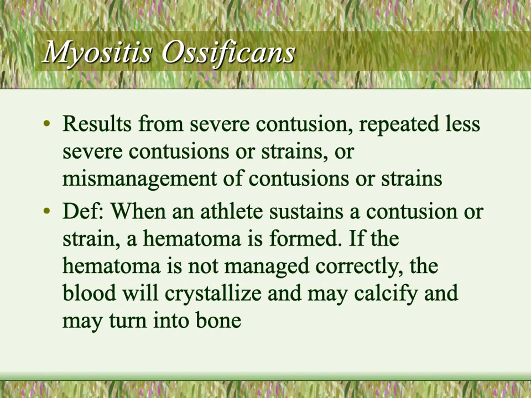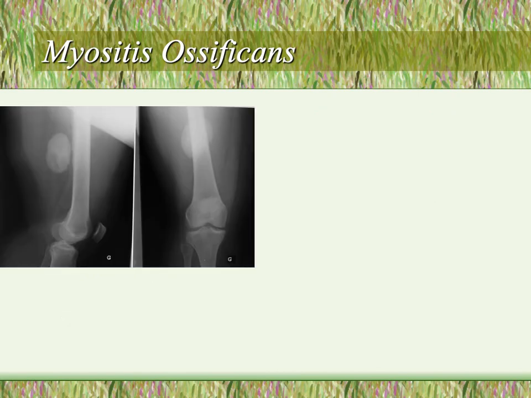So here's a definition for this. When an athlete sustains a contusion or strain, a hematoma, which is a blood clot, is formed. If the hematoma is not managed correctly, the blood will crystallize and may calcify and turn into bone. So here's a picture of what I'm talking about from an x-ray, where you see the bones there. Then on the picture on the left-hand side, on the left of the femur, there's that ball of stuff. Well, that's the hematoma turning into bone.